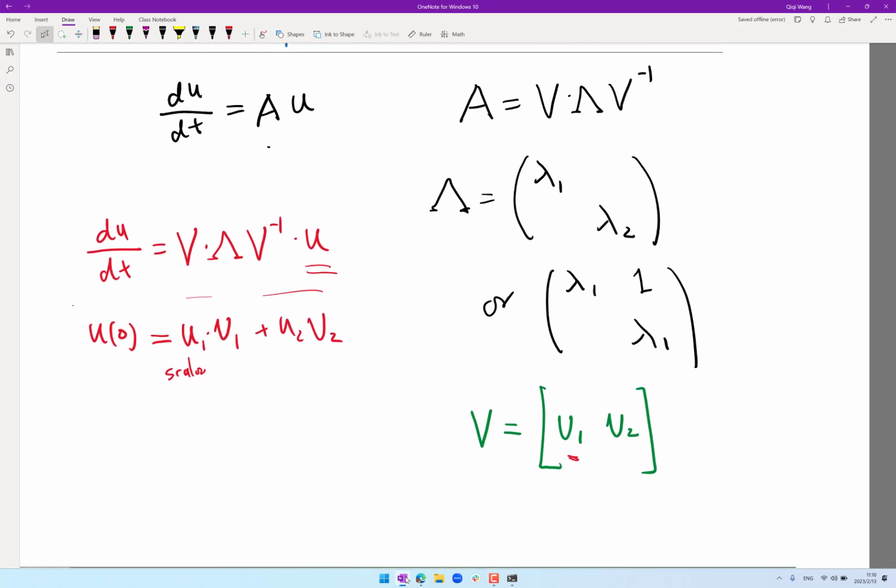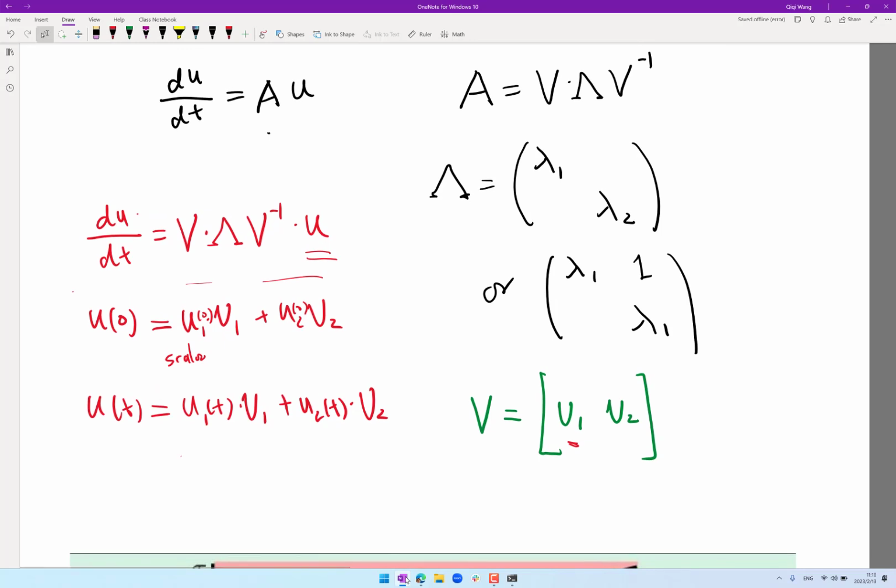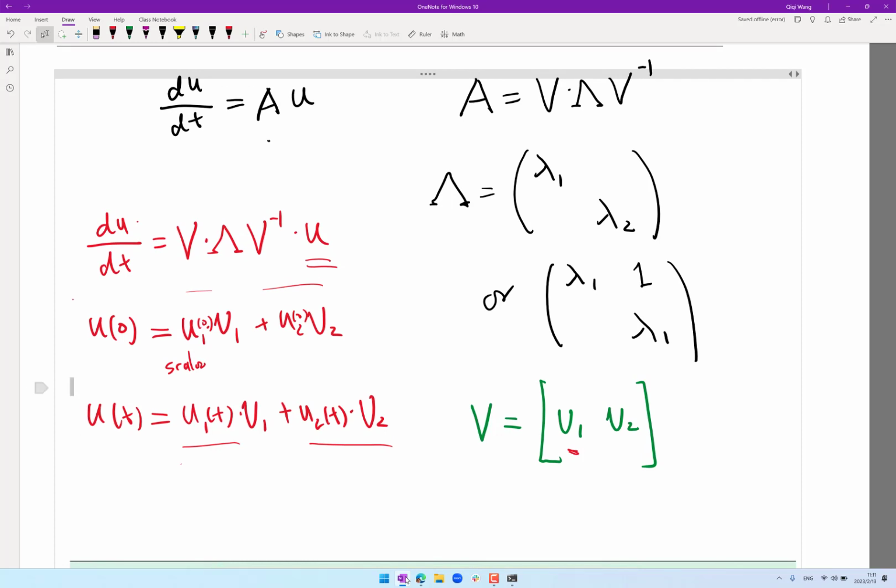Okay, so then we can always represent u also as a function of time, using u1 as a function of t times V1 plus u2 as a function of t times V2. And then once you plug this into the differential equation, what you get is that these two modes, u1 and u2, are going to be two separate differential equations. We are essentially removing the two-way coupling between these two differential equations.